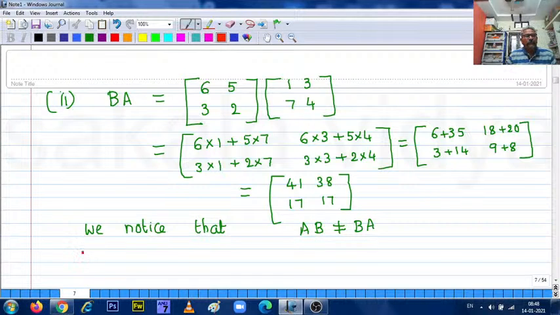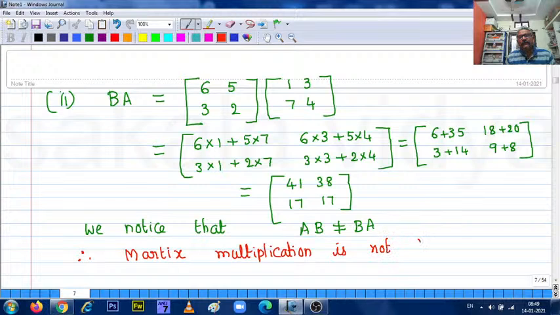Therefore, matrix multiplication is not commutative. It is not necessary that AB equals BA. AB is not equal to BA.